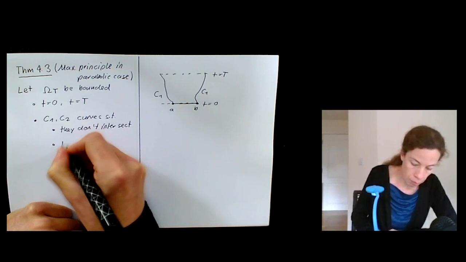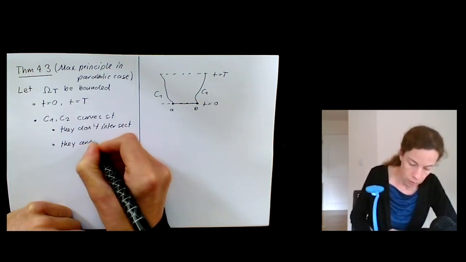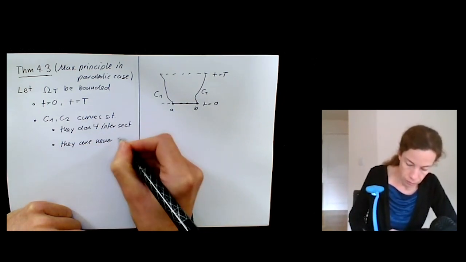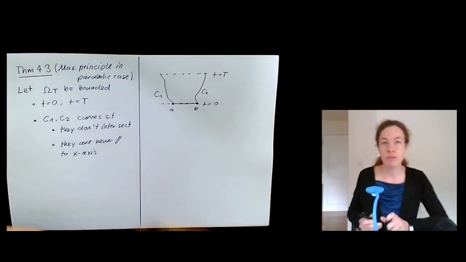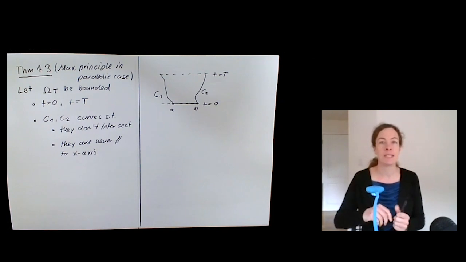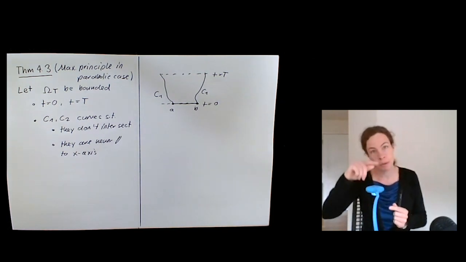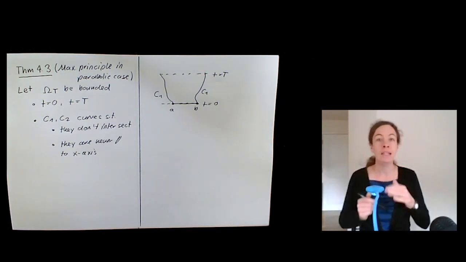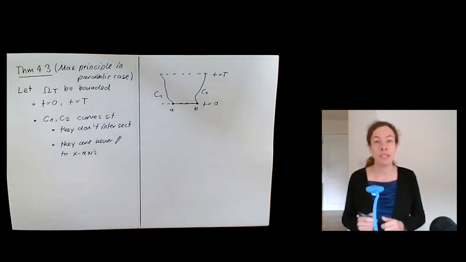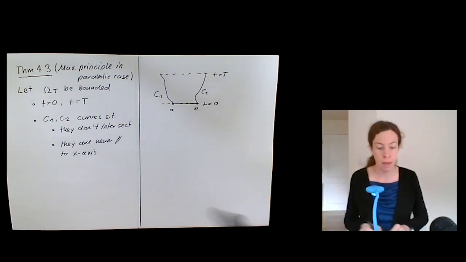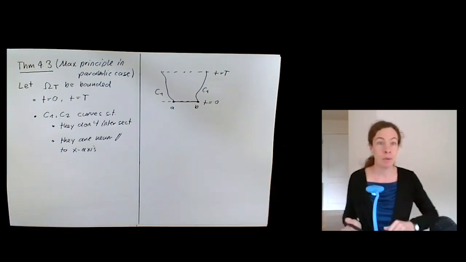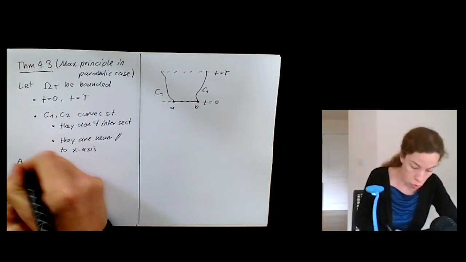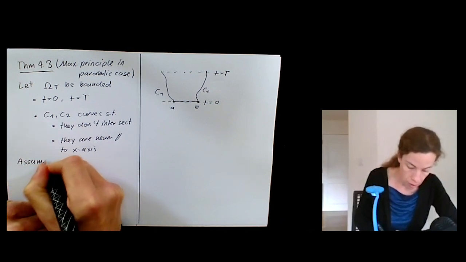And they are never parallel to the x-axis. Because of course, if I had a curve that did something silly like going to the future, turning around, going back to the past, I need to have at least one point where this curve becomes horizontal, and hence I would violate this constraint.